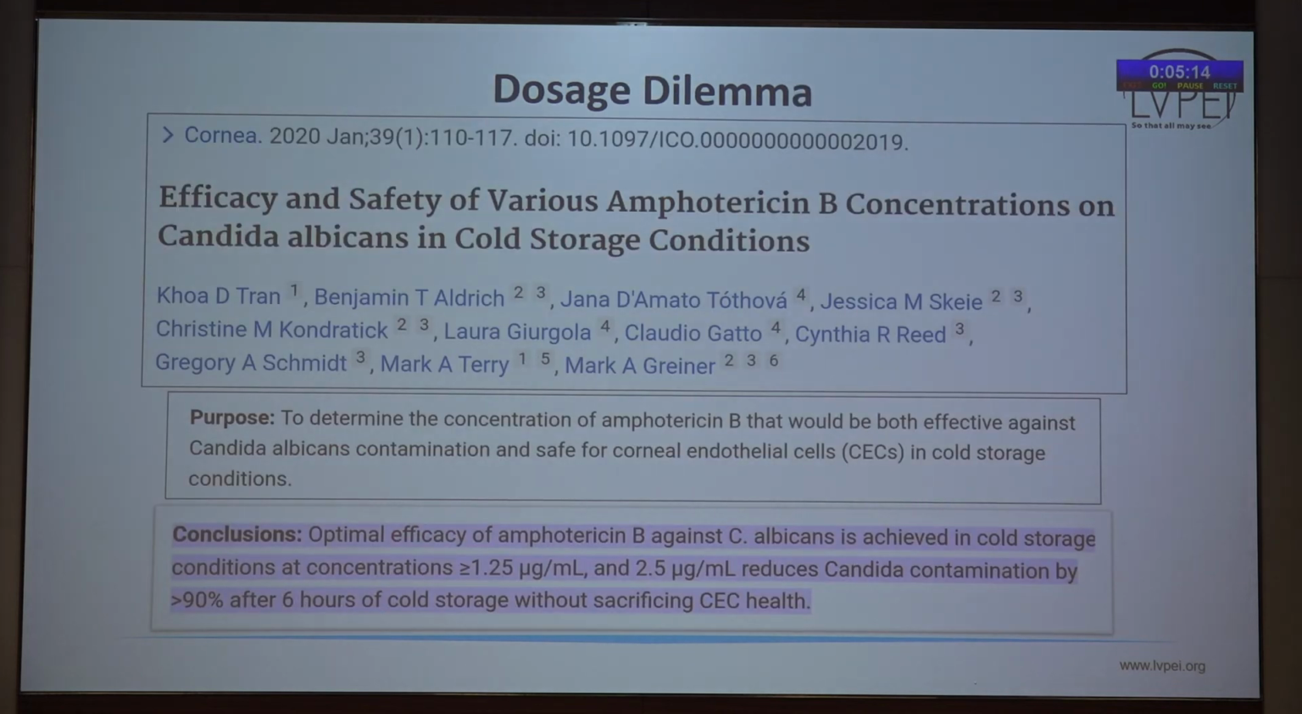So what is the optimal concentration? This study says that for Candida albicans, a concentration of more than 1.25 microgram, and 2.5 reduces growth by more than 90% after 6 hours of cold storage.